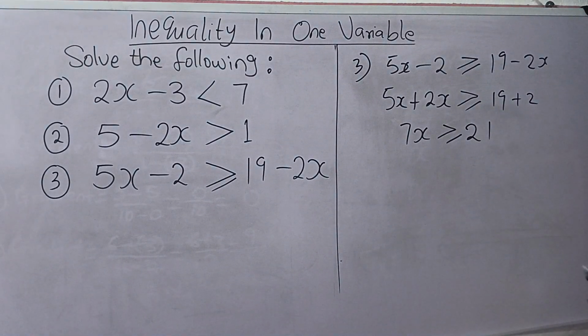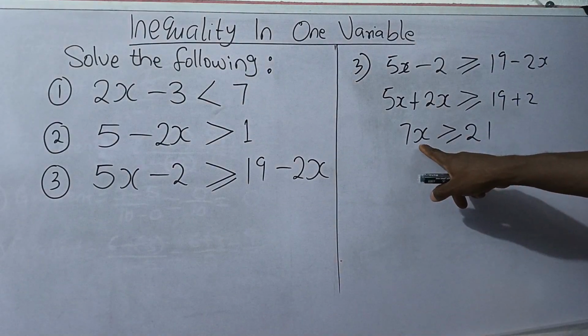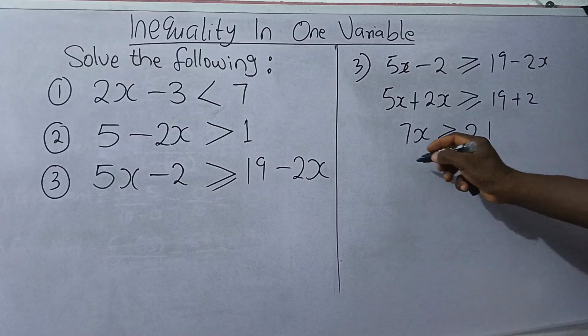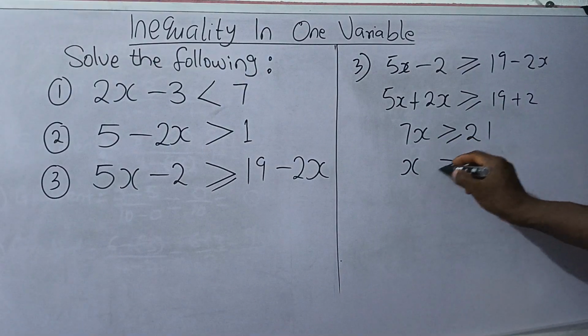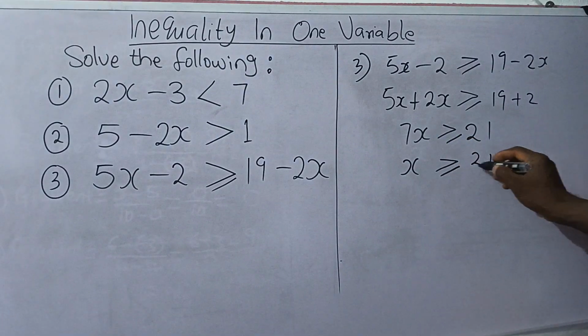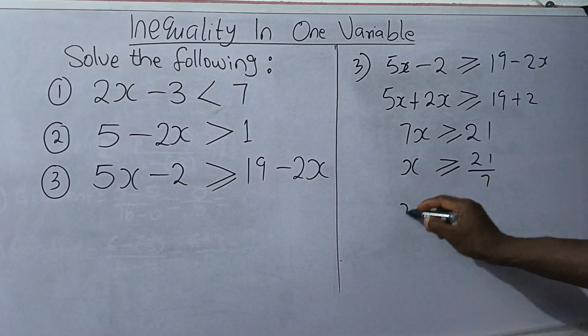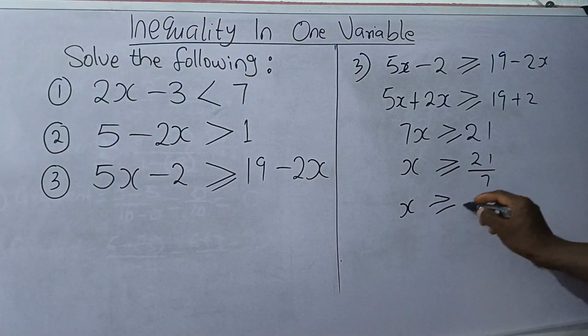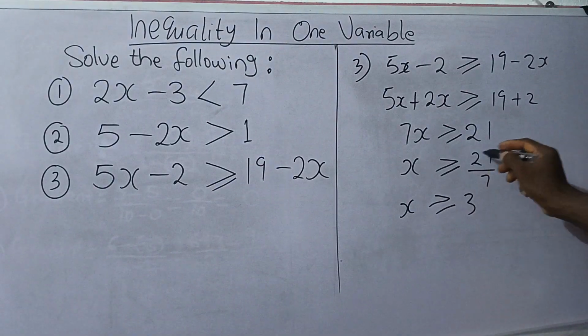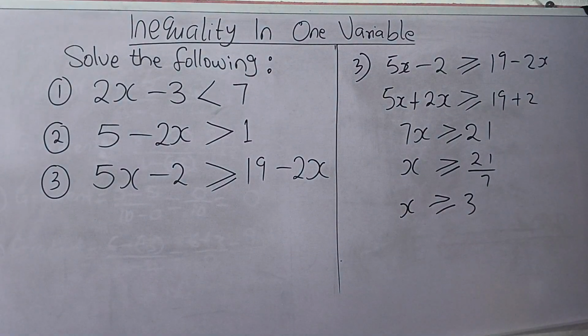So what do we do next? We divide both sides by the coefficient of x. The coefficient of x here is 7. So dividing both sides by the coefficient of x, that gives us x is greater than or equal to 21 divided by 7. Then x is greater than or equal to 3. 21 divided by 7 will give us 3.